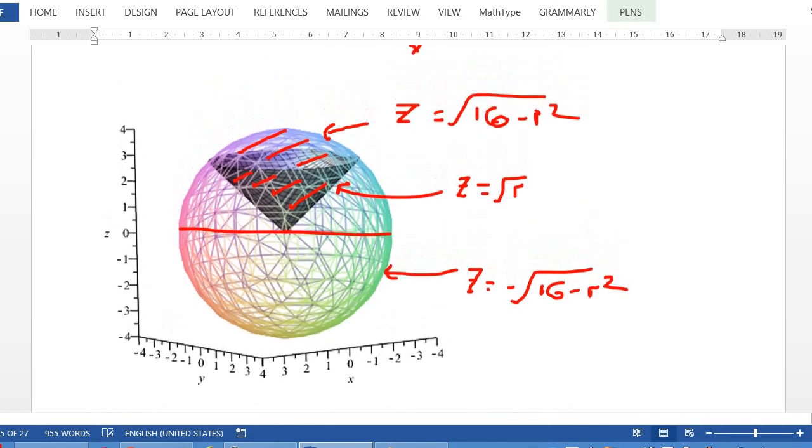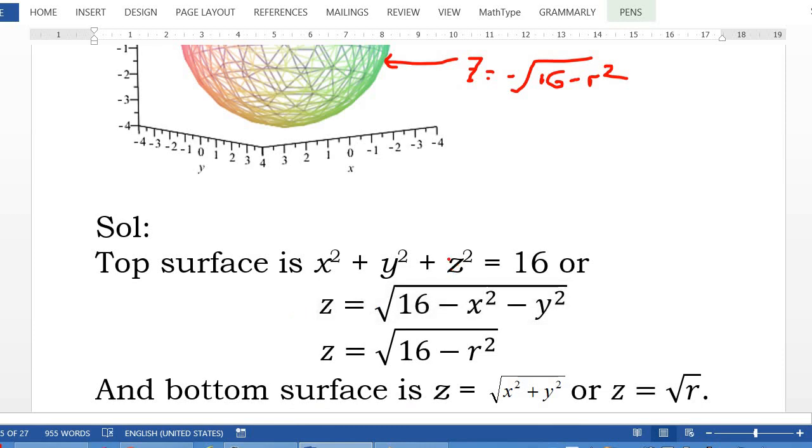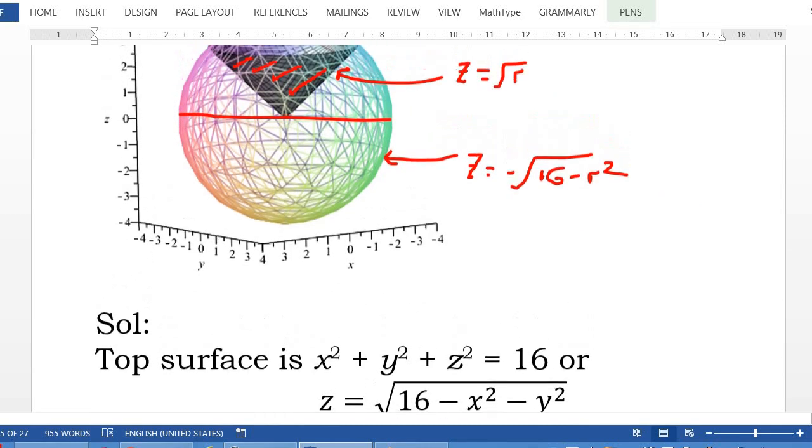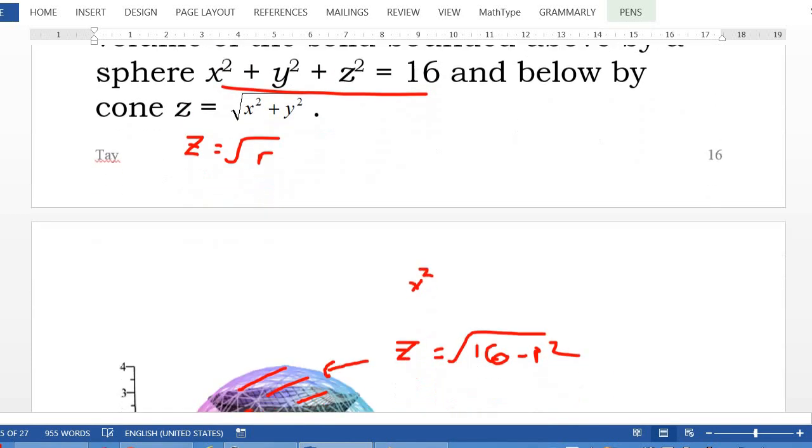It means if you cut your sphere horizontally on the xy plane, you have the upper surface, which is what we call the upper hemisphere. From your sphere equation, take z as the subject, we have positive and negative square root of 16 minus x squared minus y squared. The positive square root is the upper hemisphere equation, the negative square root is the lower hemisphere equation. Since this is a cone, the bottom is given by, you want to find the solid below by the cone, top by the sphere or the upper hemisphere.